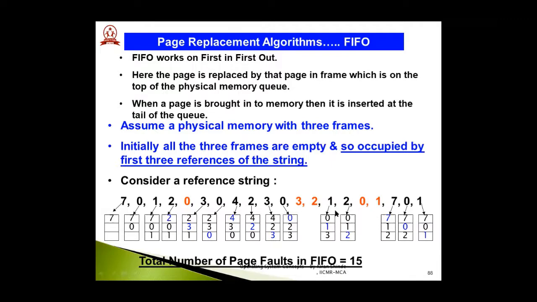So likewise, if you go on replacing the pages as per this algorithm, the total number of page faults, including the 3 initial ones, we get as 15. If you just count all these page replacements or the frame occupation scenarios, then the number of page faults you get is 15. So that's the working of our first algorithm, that is first in, first out.